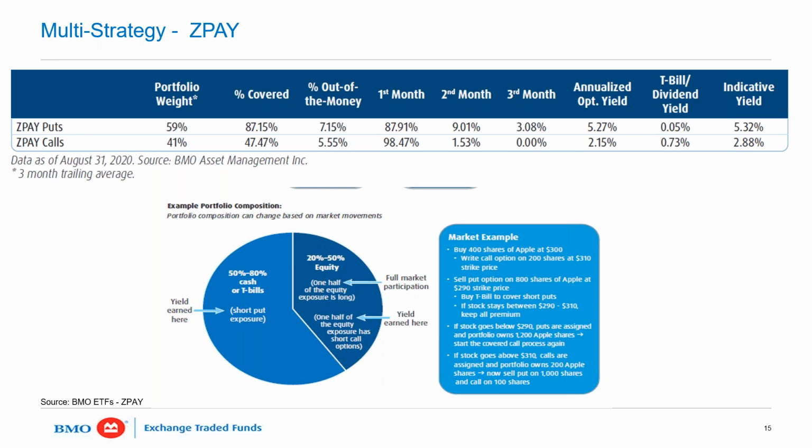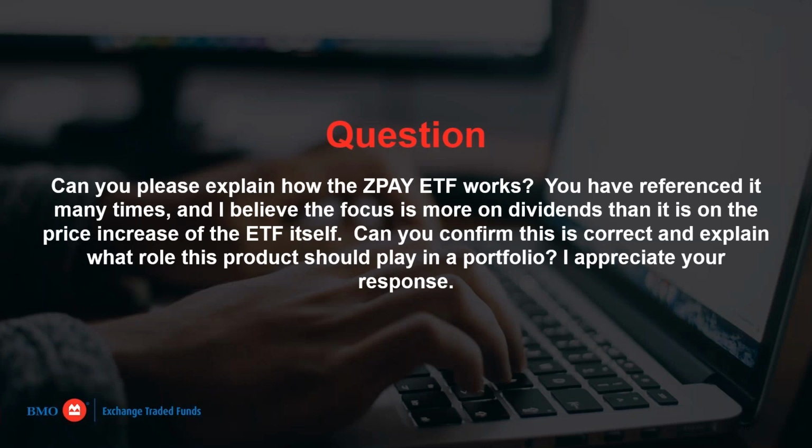Got a bunch of questions that came in. So this first question relates to, of course, the topic you just came from, Chris, talking about how the ZPAY works. Thanks for that. I think the real next part of this question I want to spend time on is, is the strategy more focused on dividends or price appreciation? Can you give me the difference there? Which one do you think is more focused on?